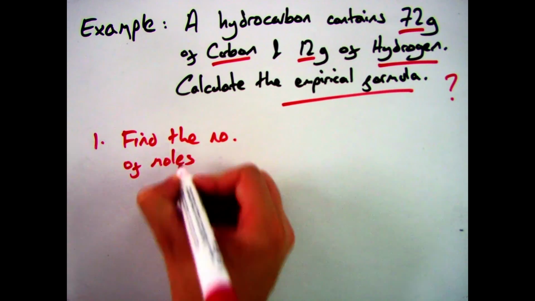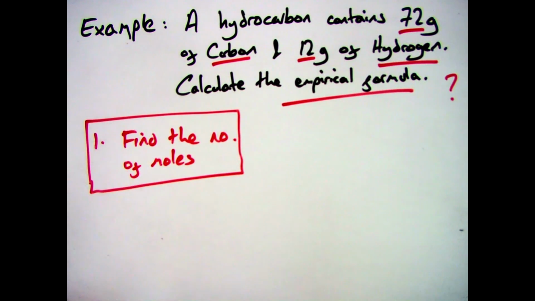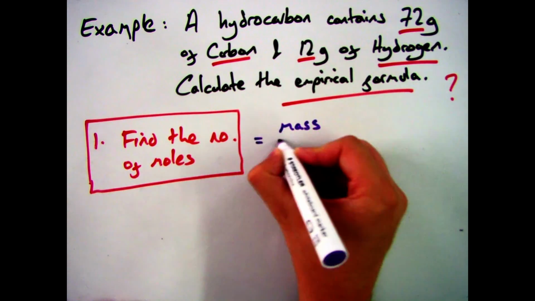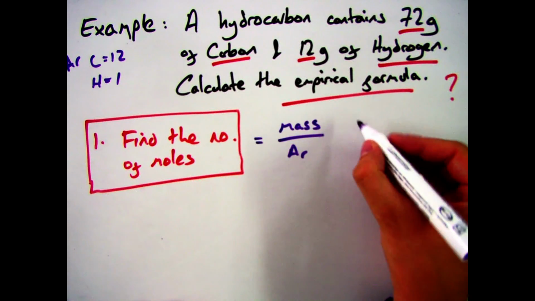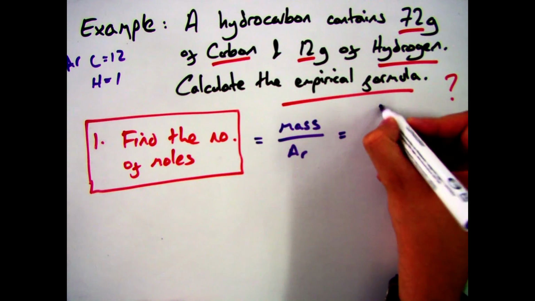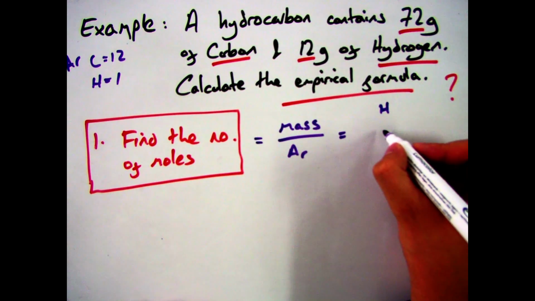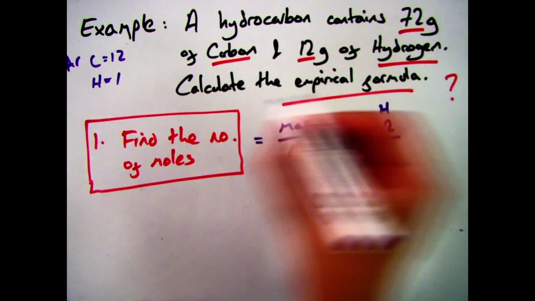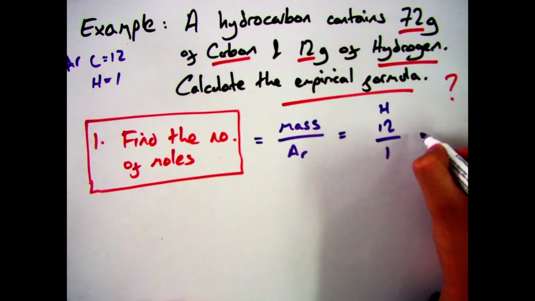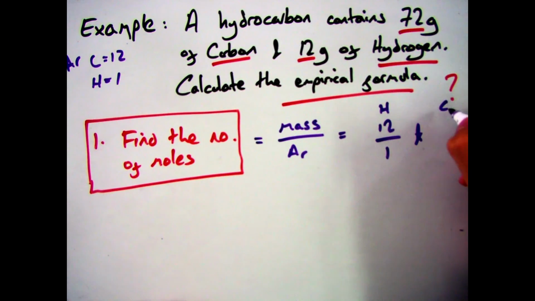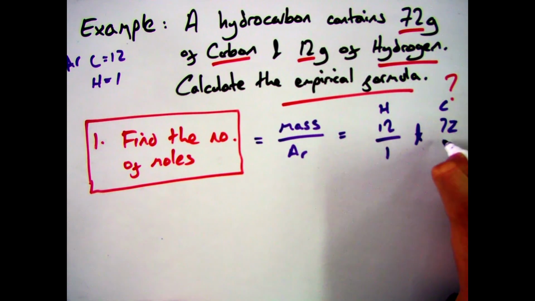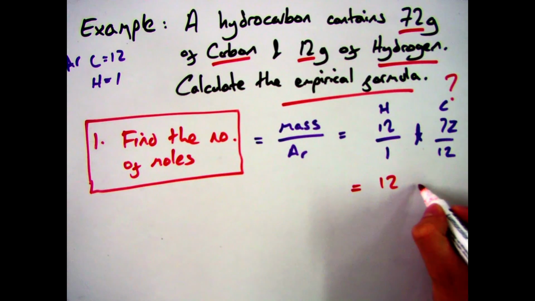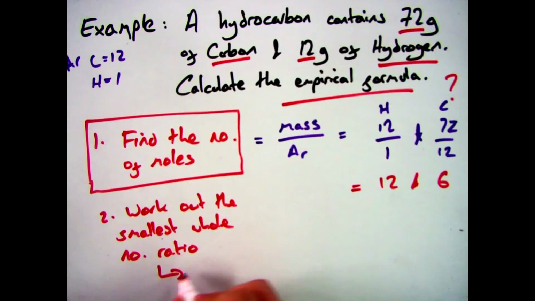So we know from the question that we've got 72 grams of carbon and 12 grams of hydrogen, and we need to work out the moles. So in order to do that we need to use the following equation. The exam question will always give you the atomic masses. So we know that for hydrogen I start off with 12 grams and I have an atomic mass of 1, therefore it is 12 divided by 1. And carbon I have a mass of 72, and I have an atomic mass of 12, so it's 72 divided by 12. So this gives me 12 moles for hydrogen and 6 moles for carbon.